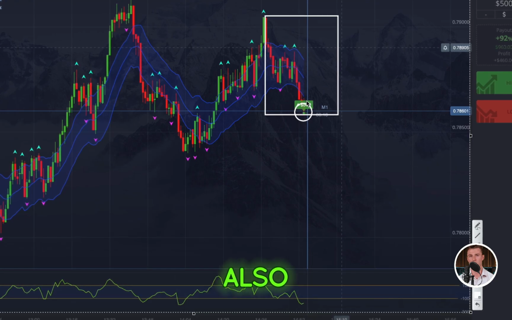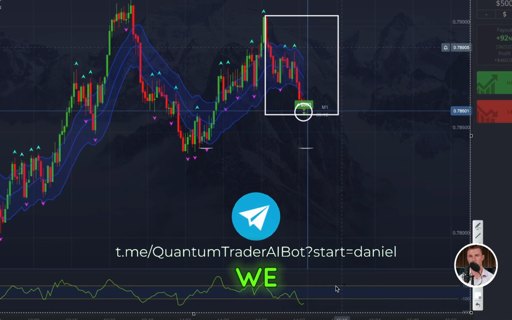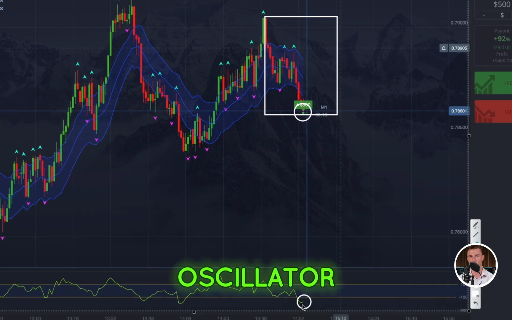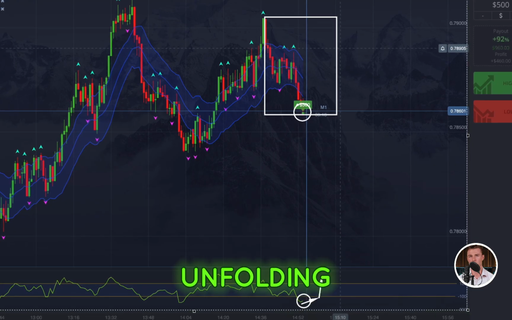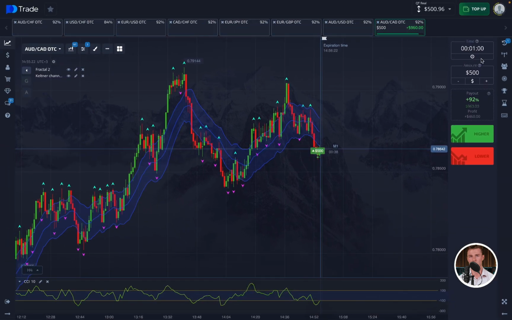The movement has also entered the outer part of our channel indicator. And accordingly, we have a reversal here on the moving line of our oscillator. The moving line is unfolding and should exit the oversold area. Let's see.